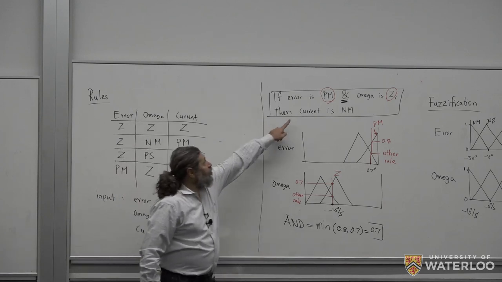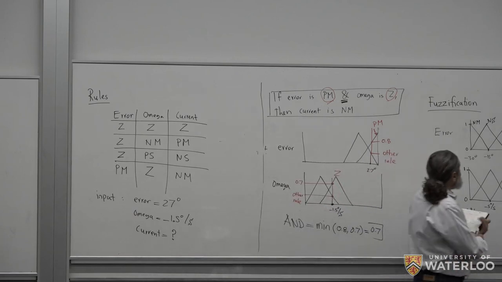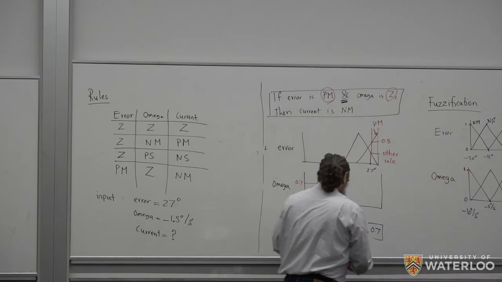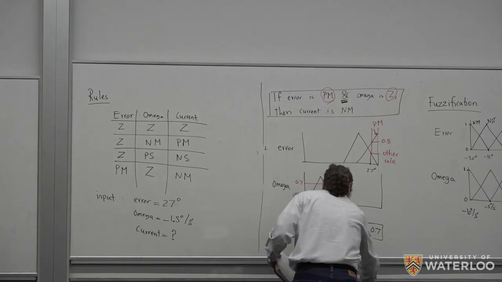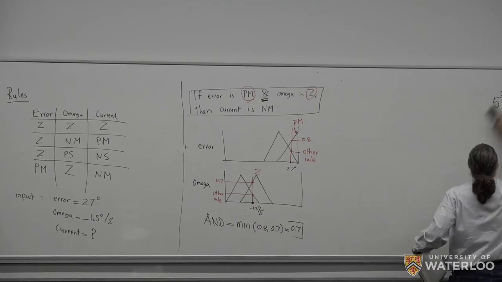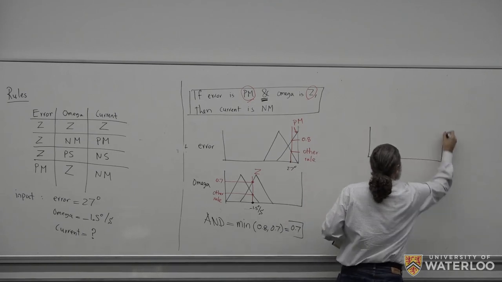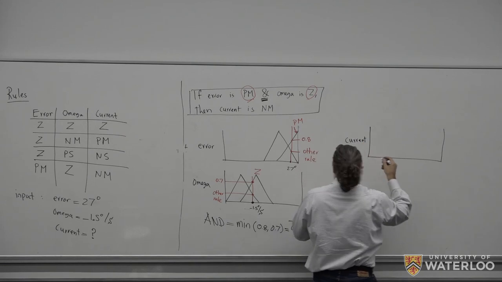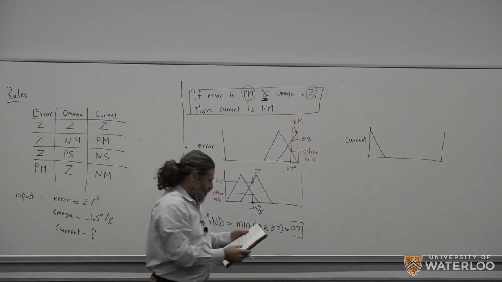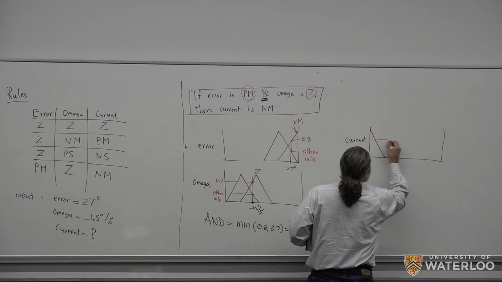Okay. But now for my controller, I need to calculate the current. And the rule tells me the current is negative medium in this case. And where is negative medium? This is the negative medium. So now I have the current, and the negative medium is this. And I don't care about the rest because I don't have a rule for the rest. And now I cut this at 0.7.